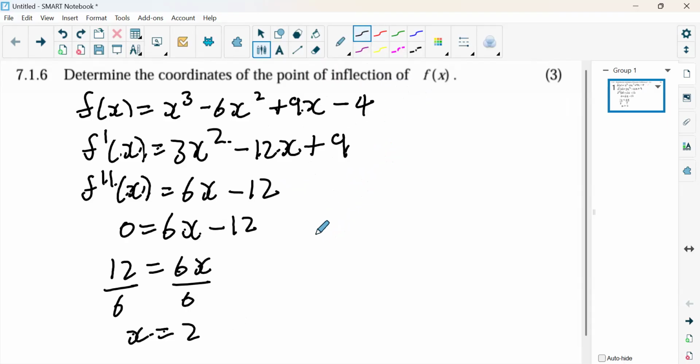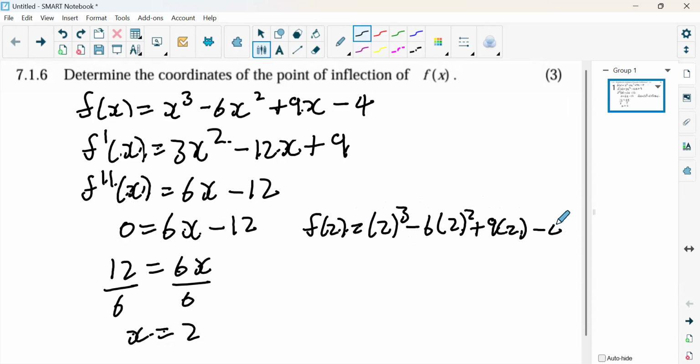F of 2. Everywhere you say x, now we're going to put 2. We have 2 cubed, which is 8, minus 6 multiplied by 2 squared, plus 9 multiplied by 2, minus 4. You can do it in your calculator if you don't trust yourself.